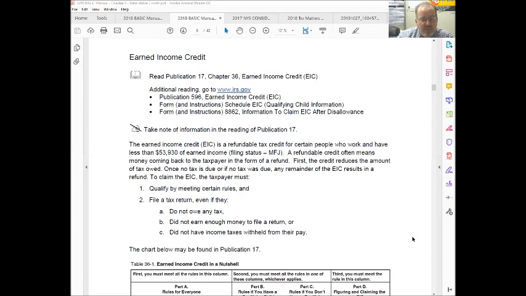As it says here, it's a credit for people who work and have earned income that is less than $53,930. If I am married filing joint and I have 3 kids, my earned income credit is $3. If I am single and I'm making $1,000, my earned income credit probably is 0. The way earned income credit works is it starts at one level, kind of climbs up. It is not a bell curve.